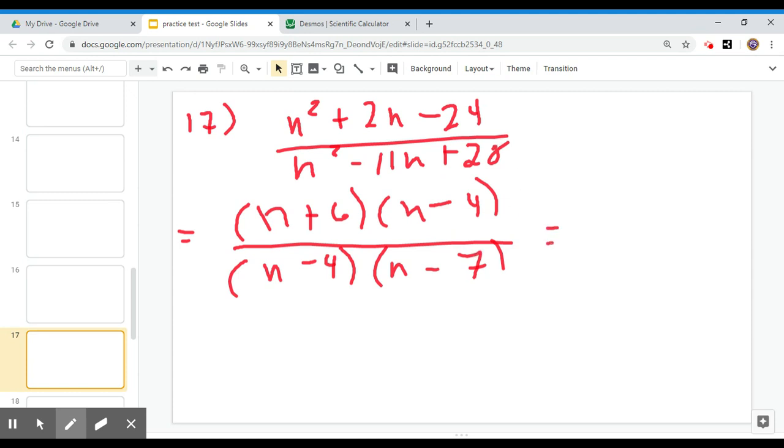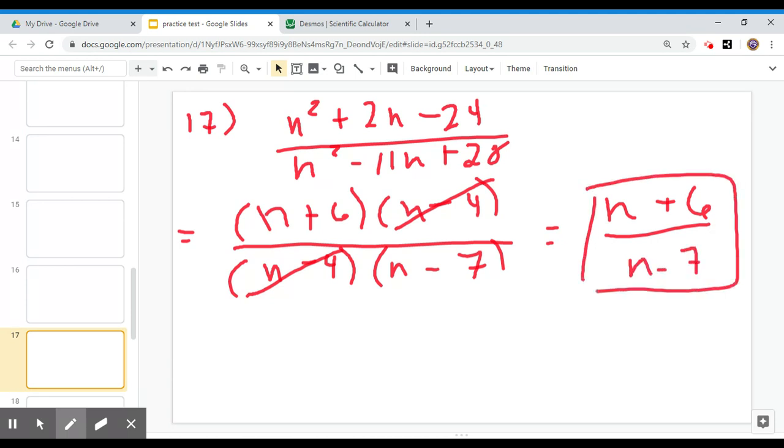So then we can cancel out like factors in the numerator and denominator. So the ones we have exactly in common are n minus 4 and n minus 4. So we've got n plus 6 over n minus 7. And that was letter B.